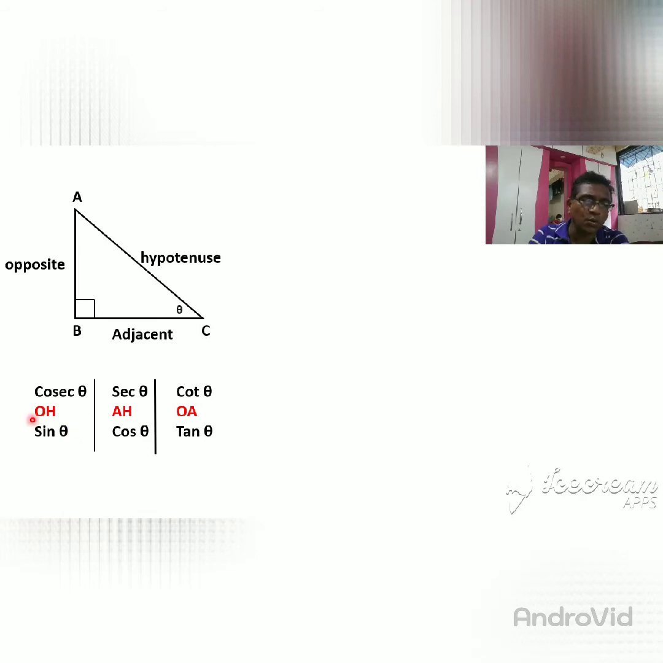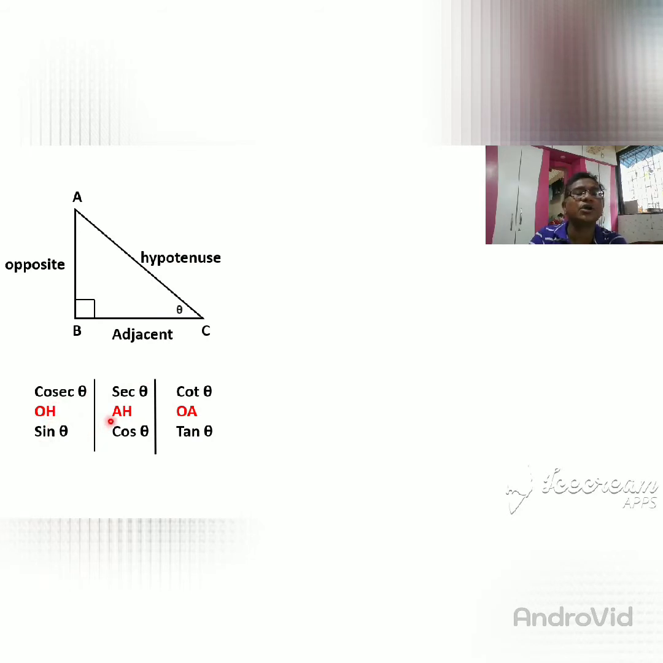See, O means opposite, H means hypotenuse. So opposite divided by hypotenuse, this is the side. So this is called OH. O means opposite, H means hypotenuse. So opposite AB, hypotenuse AC. This is called sine theta.